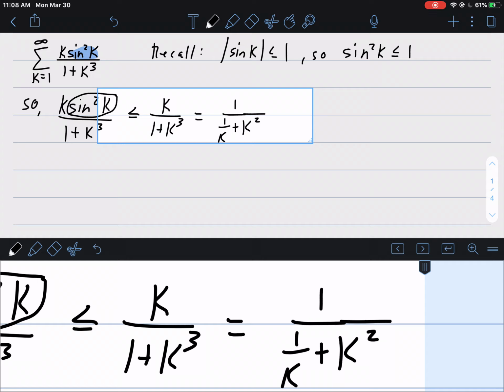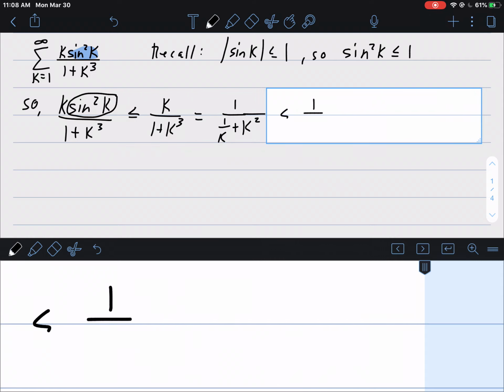So that's rewriting k over 1 plus k cubed, dividing everything by k. Now I can actually compare this series to what series? 1 over k squared. What's the comparison between this and 1 over k squared? Well, for 1 over k squared, we're adding 1 over k to that denominator. If we increase the denominator, what happens to the fraction? The fraction gets smaller. So this, we know, is less than 1 over k squared. Now, what do you know about 1 over k squared? If I put that in terms of a series, that is a p series, 1 over n to the p, or in this case, 1 over k to the power. It's a p series with p equals 2.